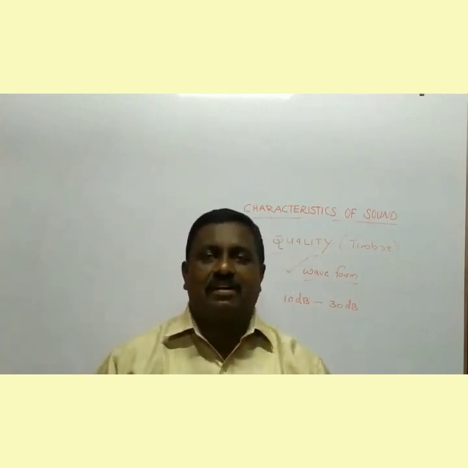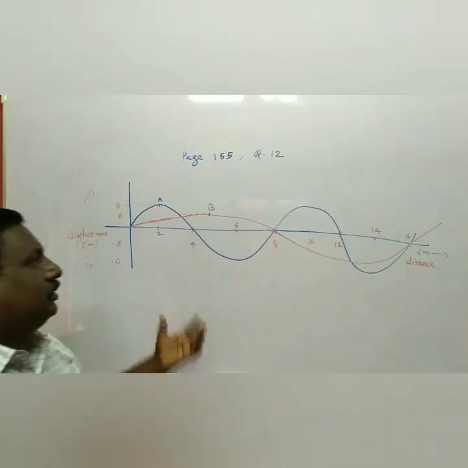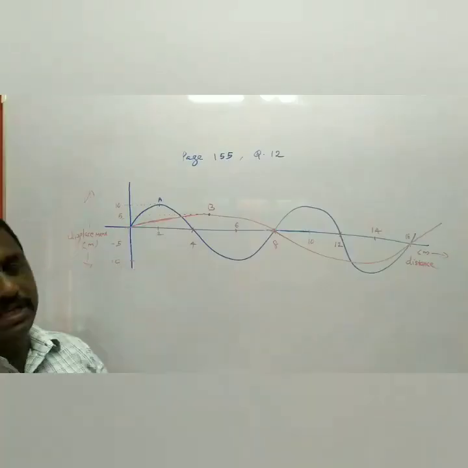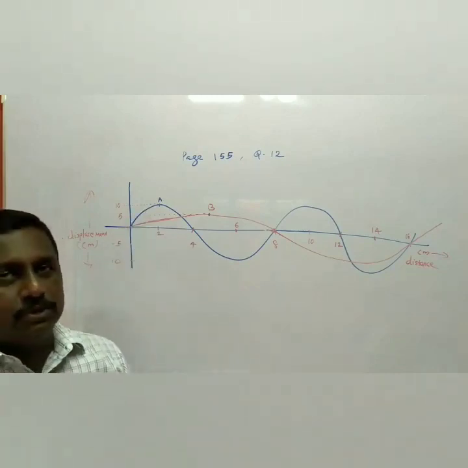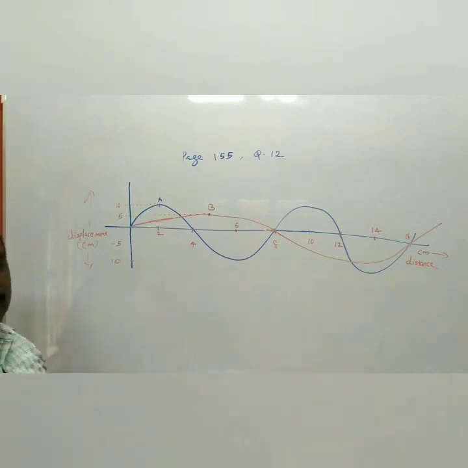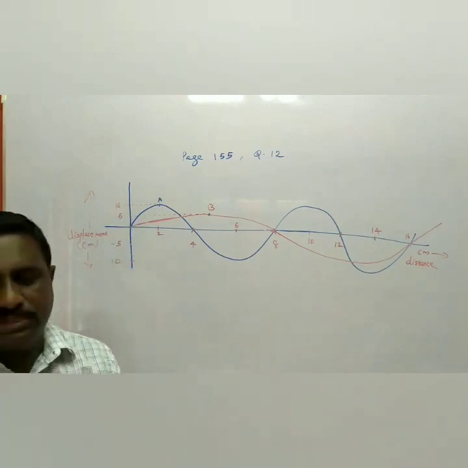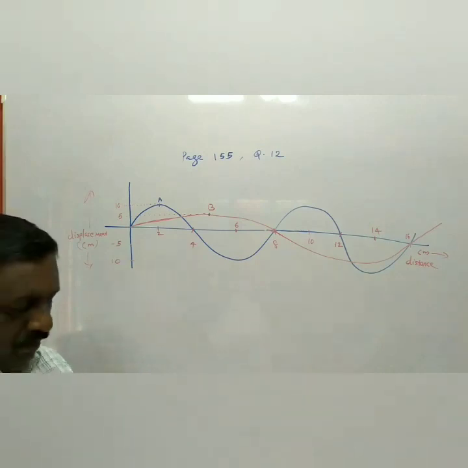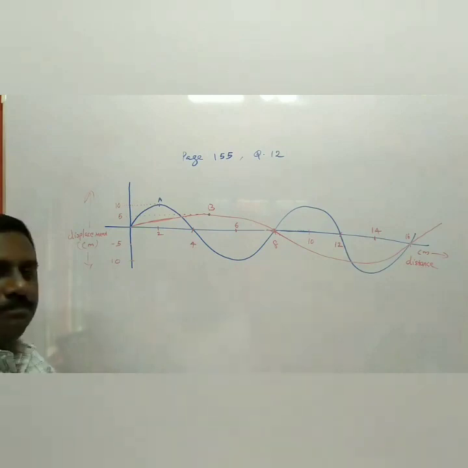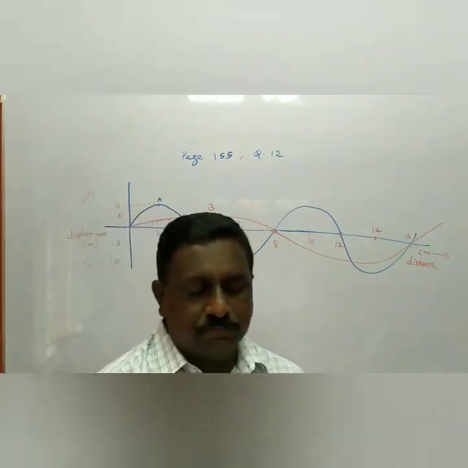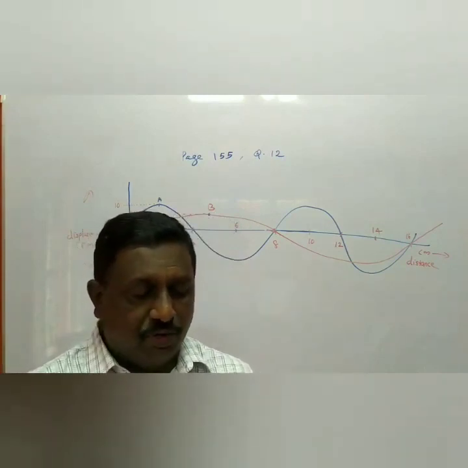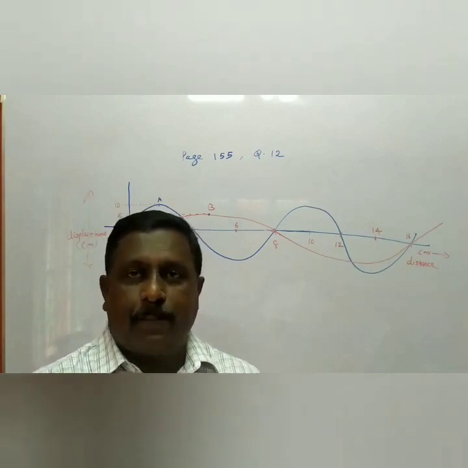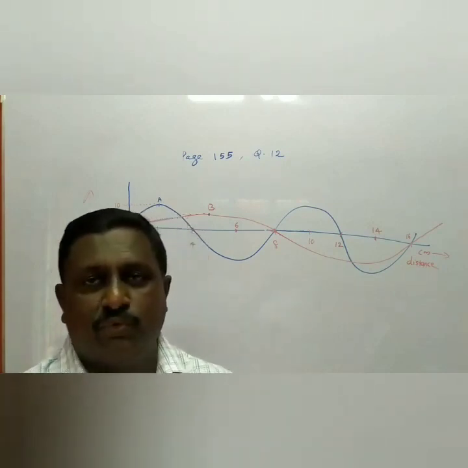You have to learn what the characteristics of sound are. Okay, study well. One question is on the board. It is from our textbook, page number 155, question number 12. Here a displacement distance graph is given, and two waves are there. One is marked with blue color and the other with red color. The question: figure below shows the distance displacement graph of two waves A and B. Compare the amplitude and the wavelength of the two waves. This is the question.